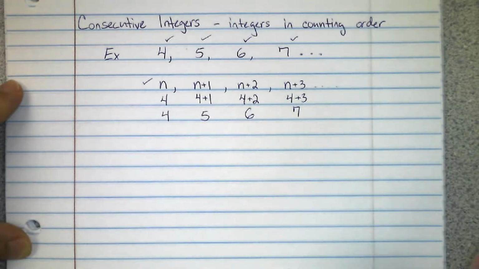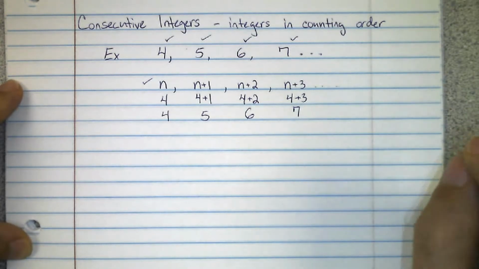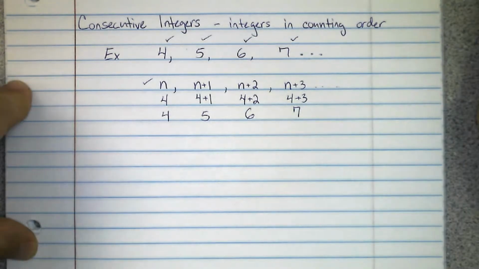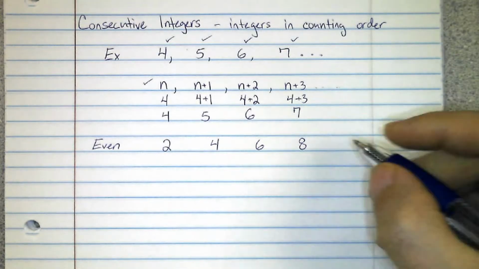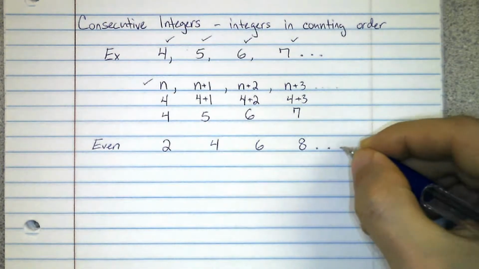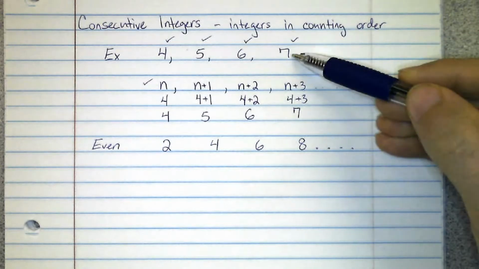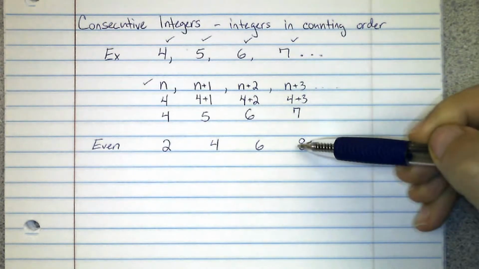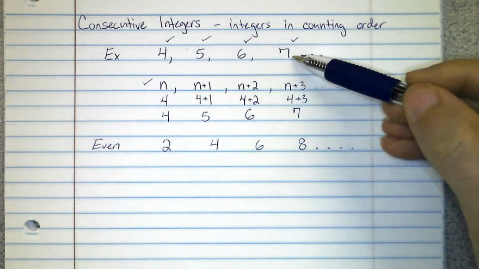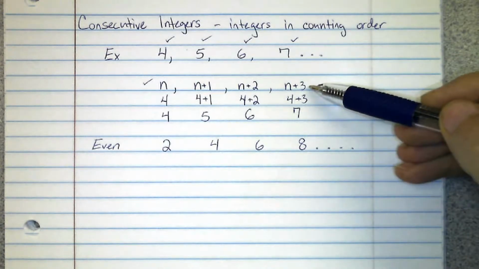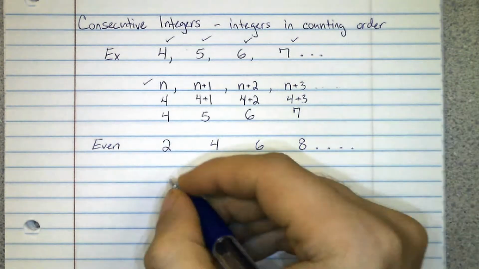Now, if you're counting consecutive even or odd integers, the symbols are a little bit different. Let me show you. Here we have a set of consecutive even integers. Now, notice the difference. Here, we're going up by 2 versus here going up by 1. So that's going to be reflected in the symbols as well.